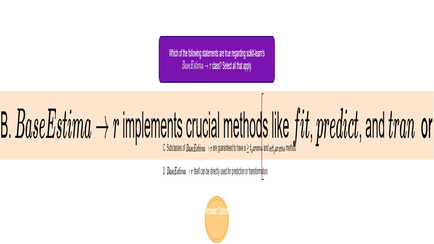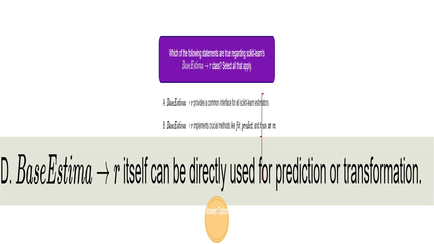Think of it as a template or a framework, providing the foundation for different specific functions, rather than defining the functions themselves. This statement checks if you can use base estimator directly. The answer is no. Base estimator itself is not designed for prediction or transformation. It's an abstract class. You need to use its more specific subclasses, like linear regression or standard scaler, that build upon base estimator's structure to do the actual work. It's like a toolbox without any tools inside. You need to add tools first.